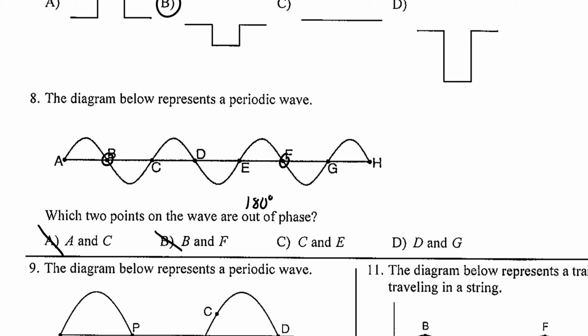We're looking for something that's out of phase. How about C and E? Oh, no, this is going to be positive slope, positive slope. They're 1 full cycle apart, so that means they are in phase. So that's not what we're looking for.